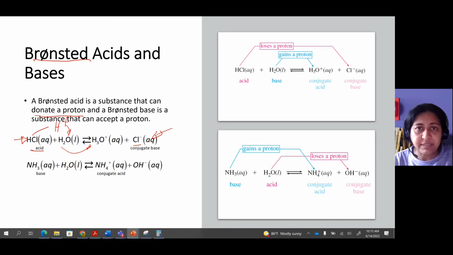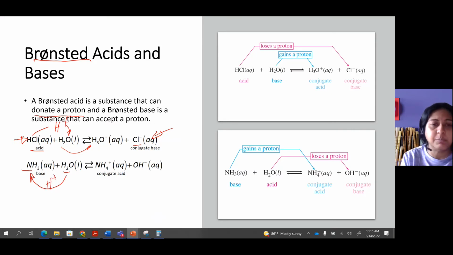And a base is defined as a substance which can accept a proton. Ammonia is in equilibrium with water. Water releases an H plus and that H plus is accepted by the ammonia and becomes NH4 plus. After releasing an H plus from water, it becomes OH minus. So ammonia is the base and NH4 plus, after accepting H plus, becomes the conjugate acid.